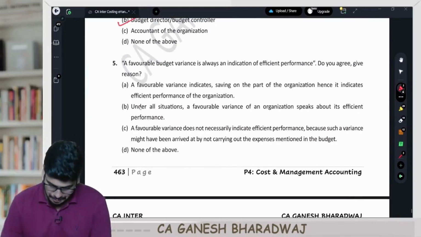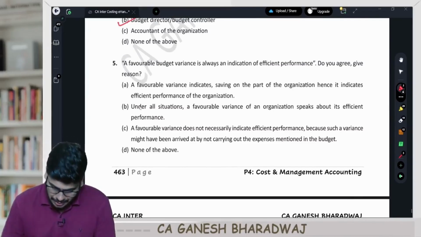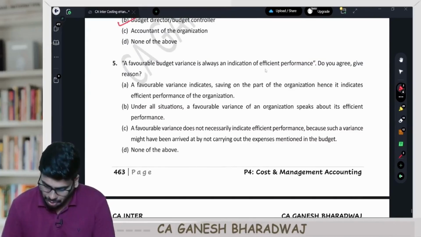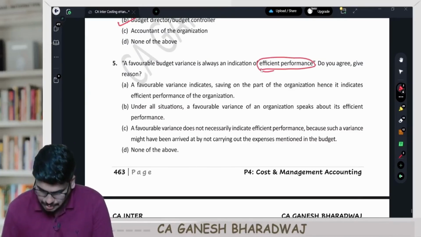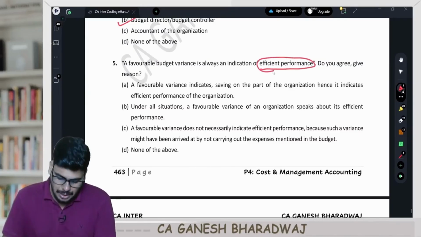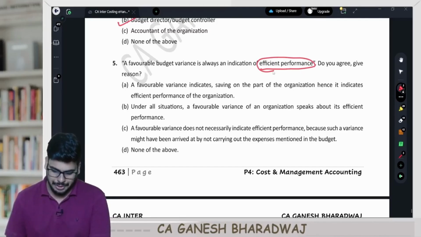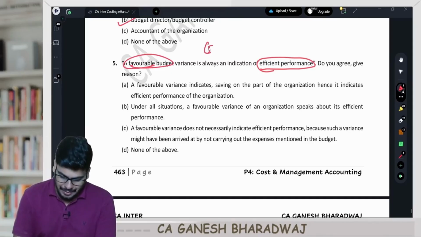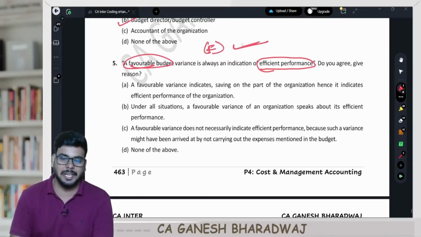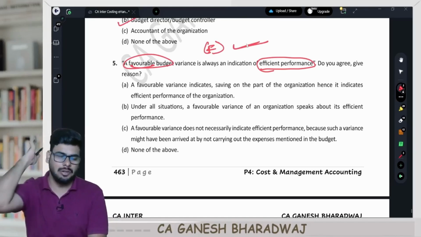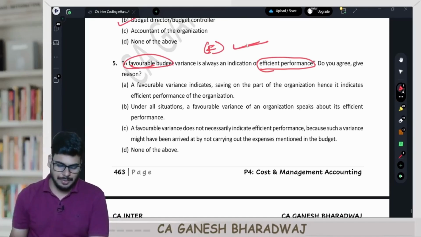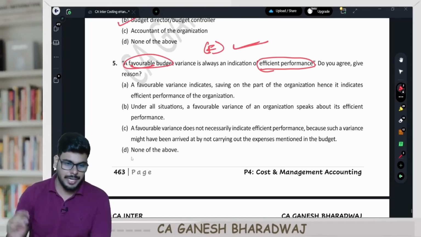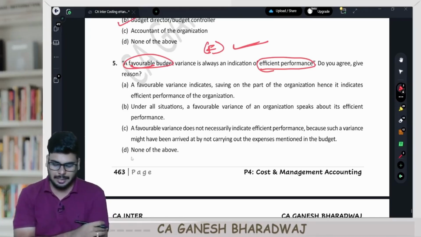Then question number 5. A favorable budget variance is always an indication of efficient performance. Do you agree? Give reason. What do you say? I'm telling you, the question is a favorable budget variance. If you get a favorable variance, it means that the person who is doing the job, the responsible person, is efficient. Is it true or false? If so, give reason. A, B, C, D, you read. Tell me which one you find reasonable and suitable.